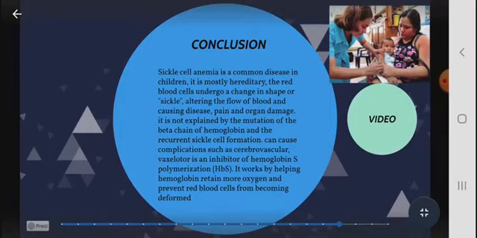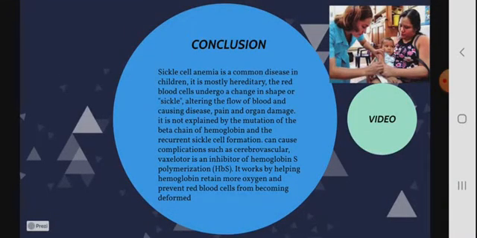Conclusion. Sickle cell anemia is a common disease in children. It is mostly hereditary. The red blood cell changes shape, or sickles, altering the flow of blood and causing disease, pain, and organ damage. It is explained by the mutation of the beta chain of hemoglobin and the recurrent sickle cell formation, which can cause complications such as cerebrovascular disease. Voxelotor is an inhibitor of hemoglobin polymerization. It works by helping hemoglobin bind more oxygen and prevents red blood cells from becoming deformed.